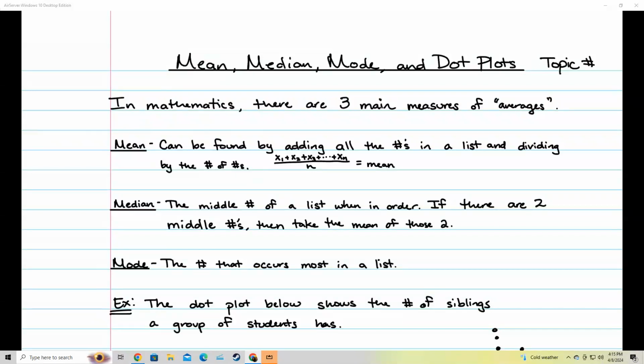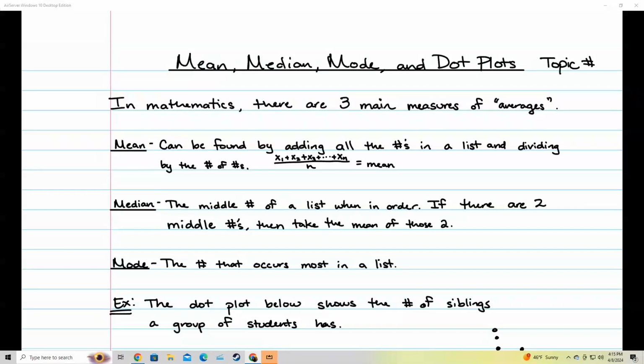It says in mathematics there are three main measures of averages. So these three are the different types of averages that we have in mathematics. Usually, when anyone says an average, they usually mean the mean. But again, there's two more. They're all ways of finding the middle or the central measure of tendency. But let's get into each one, right?